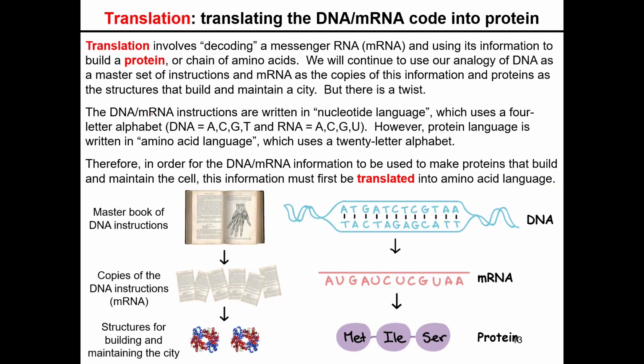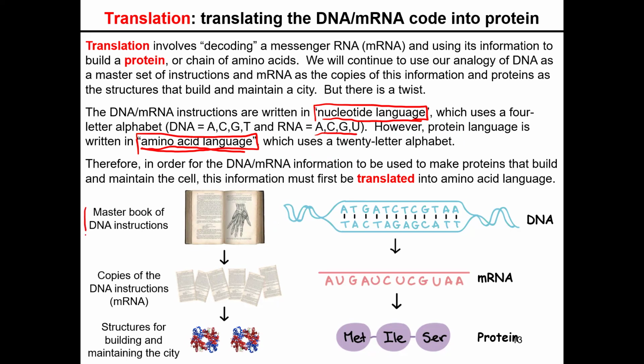So the DNA/mRNA instructions are written in that nucleotide language, which is going to be our 4 bases. Remember, we had our A, C, G, and T for DNA. We use this as a template in order to produce our mRNA, where we were using uracil instead. However, protein language is written in amino acid language. So this is going to be something that's really important. We're going to basically be trying to translate now those bases into our amino acids. And there's going to be a very specific and special way we're going to do so. So let's go ahead and take a look at our example, and we're going to look at how that's going to relate to the actual process when it comes to making our proteins.